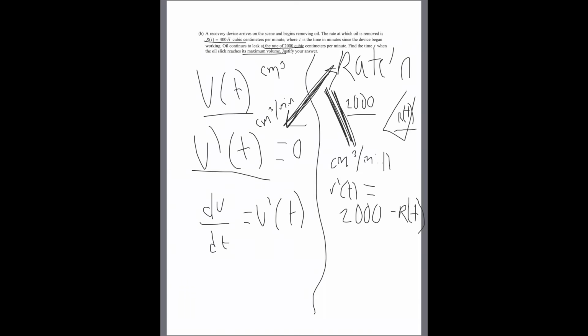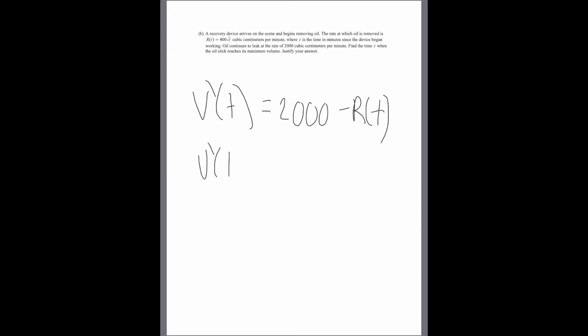So basically, from that knowledge, we know that V prime of t is equal to 2000 minus R of t. Basically, the rate of the volume is the rate in minus the rate out. That's just a fact. And it tells us that V prime of t or dV over dt is the same thing. If you want to just stick with that notation, it's 2000 minus 400 radical t.